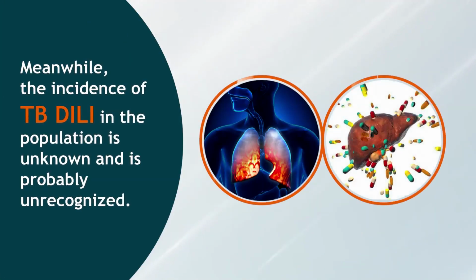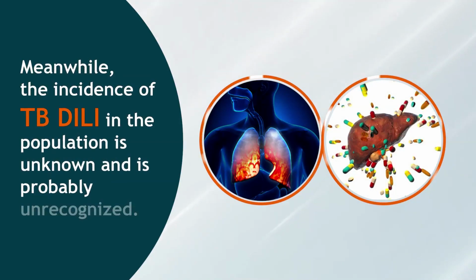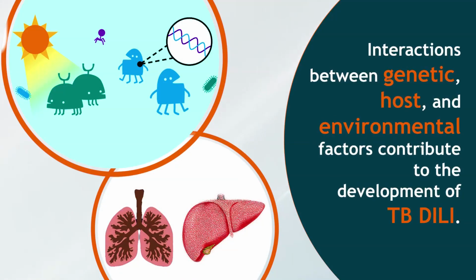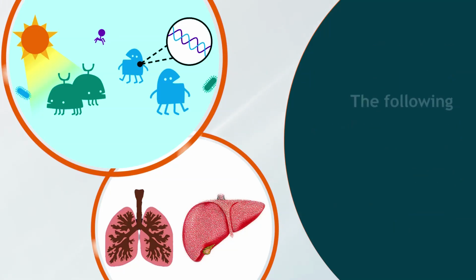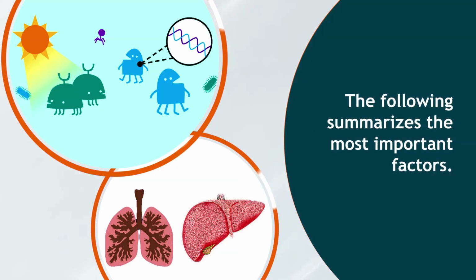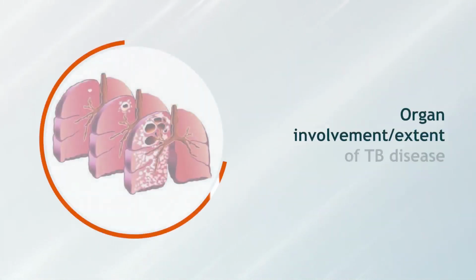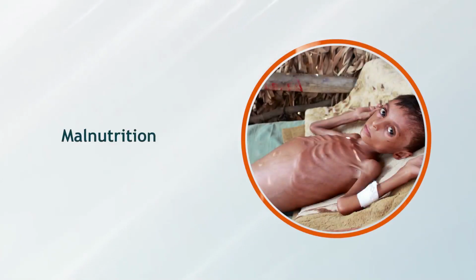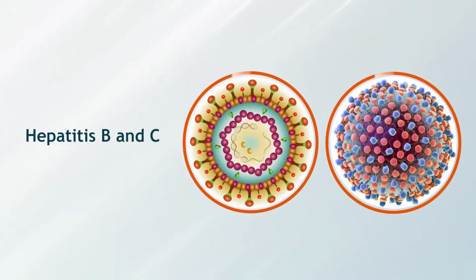Risk factors. Meanwhile, the incidence of TB DILI in the population is unknown and is probably unrecognized. Interactions between genetic, host and environmental factors contribute to the development of TB DILI. The following summarizes the most important factors. Age and gender. Organ involvement, extent of TB disease. Malnutrition. Alcohol. Hepatitis B and C.